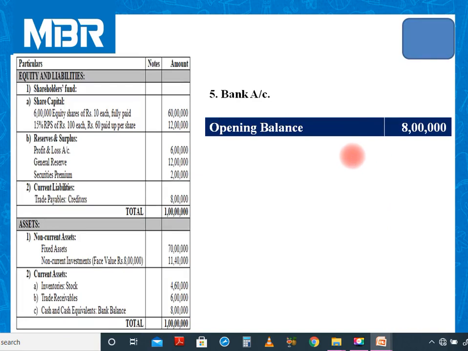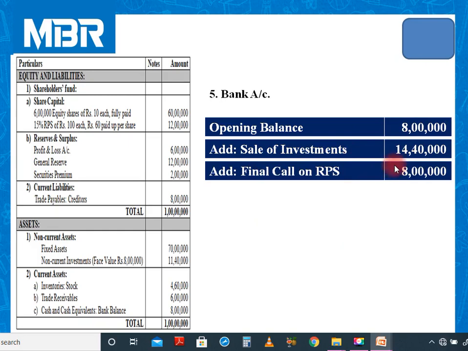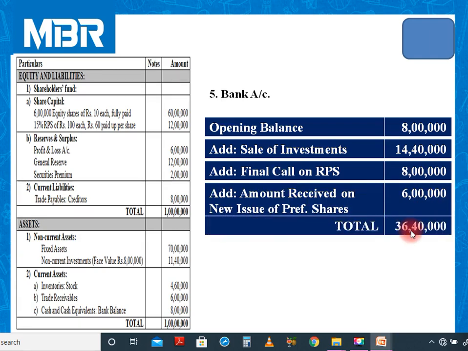so many transactions are there related to bank. Opening balance as given in the balance sheet rupees 8 lakhs. Add, we have sold our investment for rupees 14 lakhs 40,000. So it is added to the bank balance. Final column RPS received for rupees 8 lakhs. So it is also added in the bank balance. Amount received by the company on a new issue of preference shares at the rate of 15 per share, 6 lakhs. So total amount available in the bank account 36 lakhs 40,000.